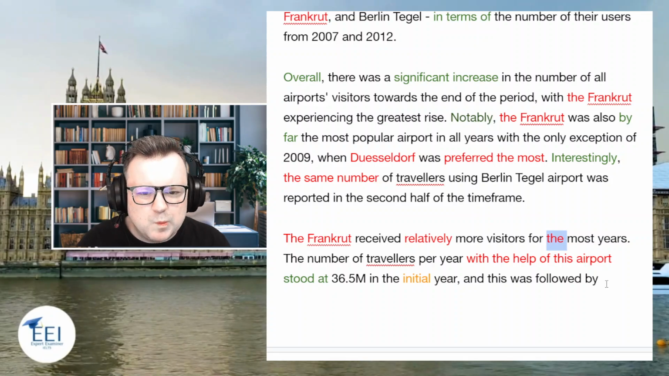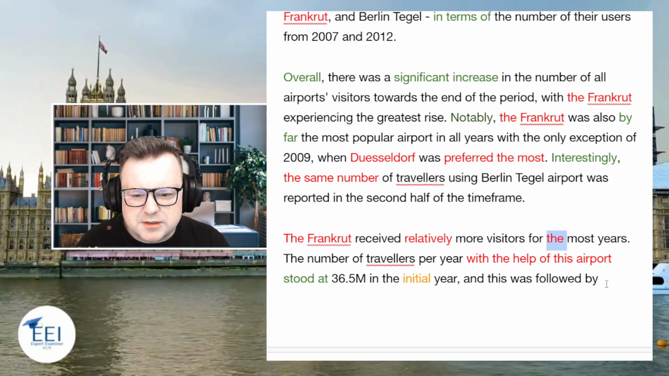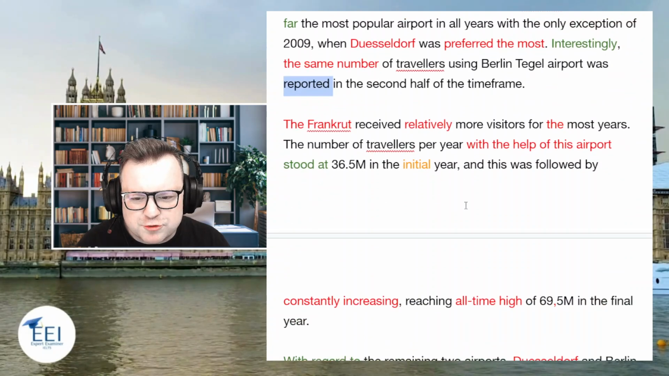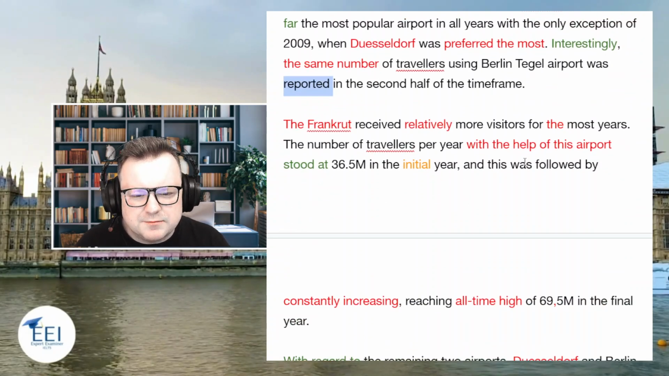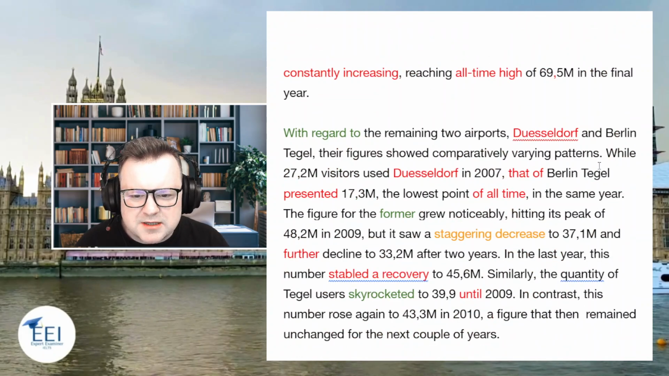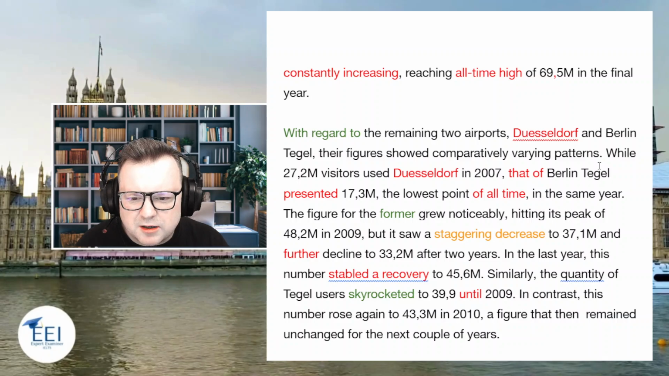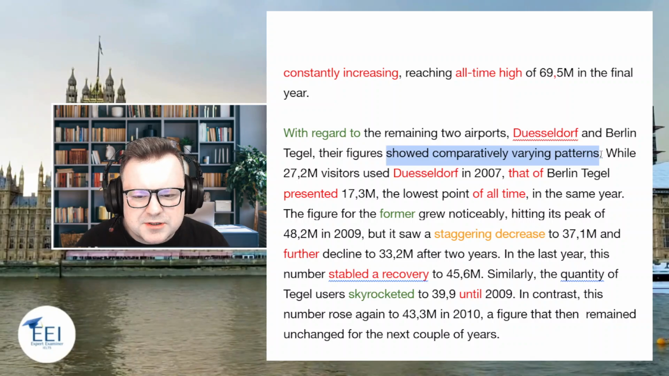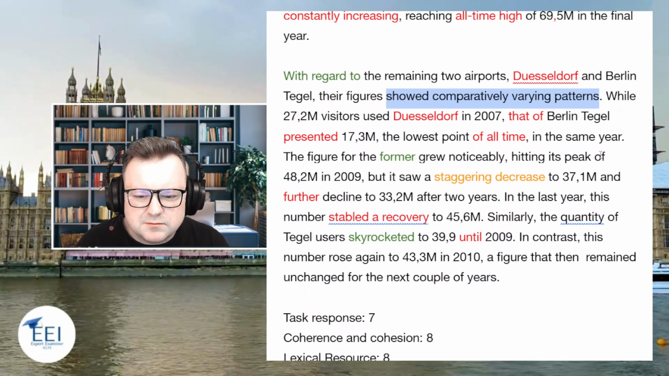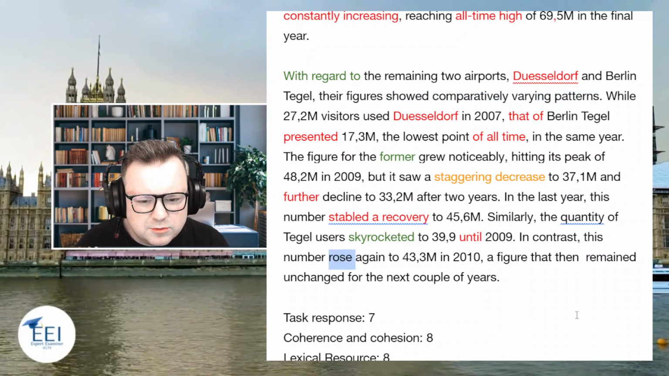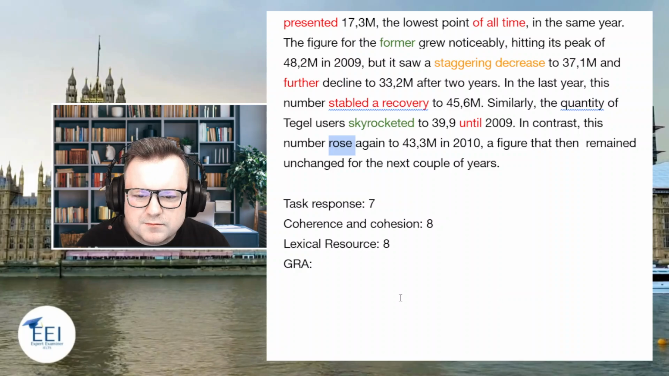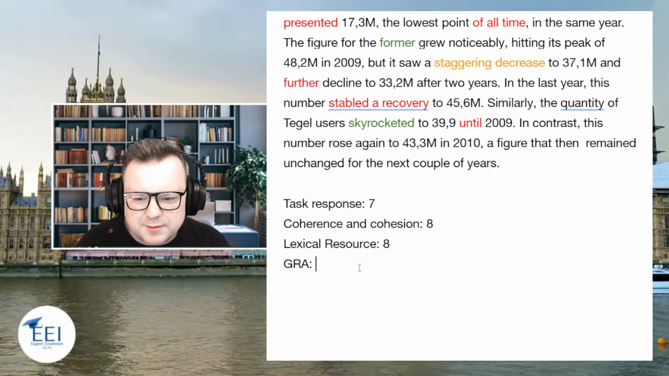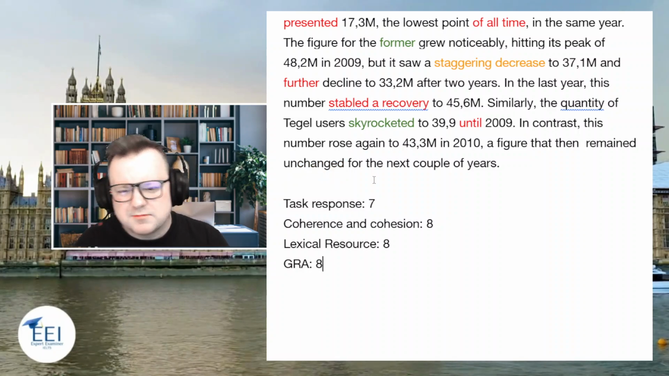But overall, we get a nice variety. We get a lot of past simple. We get passive, "was reported", "was followed by", more passive. It is academic in terms of its style. Grammatical features are academic, with comparatively varying patterns. "Rose" again, cool. "Remained unchanged", all good stuff. I know that's partially vocab. Yeah, I think I would give the 8.